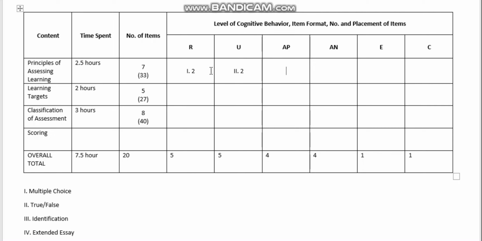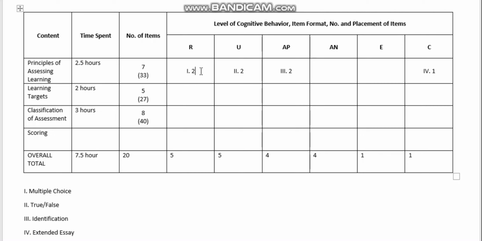And we have here test 3 is also 2 items, and for creating we have test 4, we have 1 item. So if we're going to add 2 plus 2 plus 2 plus 1 is equal to 7.